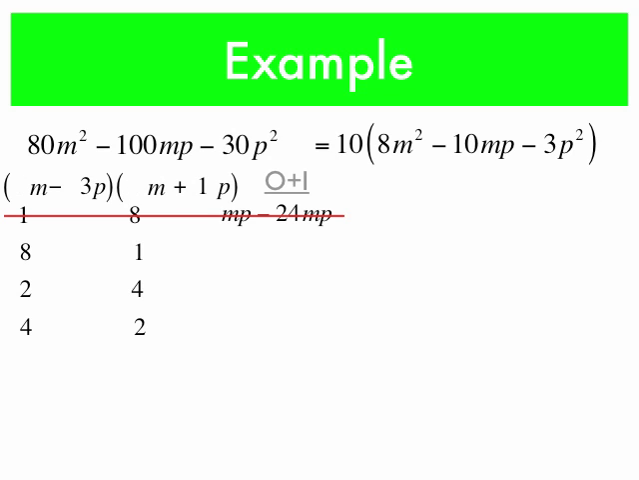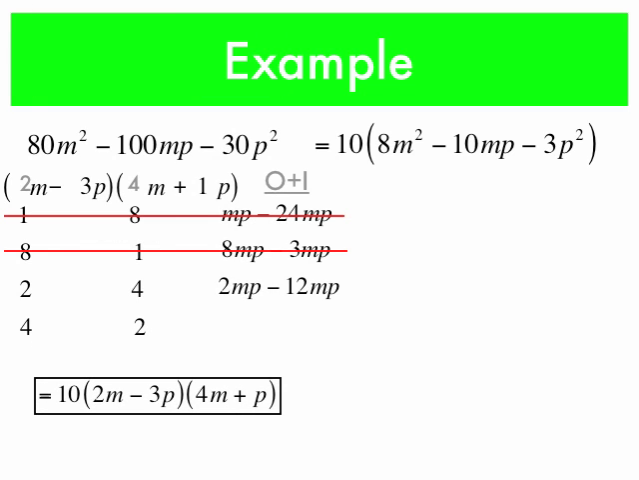Let's take out that one and put in the next one, 8 and 1. Outside is 8 mp, inside is negative 3 pm, which is mp. That gives me 5 mp, and that's not what I want either. Cross it out. We'll keep on moving. 2 and 4, outside is 2 mp, inside is negative 12 mp, and perfect, that's negative 10 mp, just what I want. So my answer is 2m minus 3p times 4m plus p, that part that I just factored, but I don't want to forget the 10. I don't want to forget my greatest common factor.